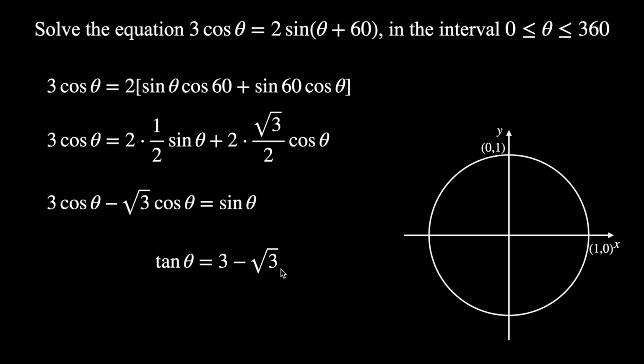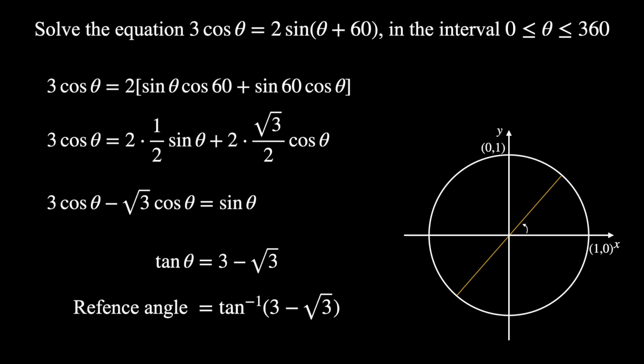It's positive in the first and the third quadrants. So we have our radii in the first and third quadrants. Then we're looking for this initial angle to that first radius. To find that initial angle, we take the inverse tan of 3 take root 3. That's our reference angle. Plug that into a calculator, you get approximately 51.7. So that angle in there, we can round off to 51.74. That's one of our solutions.